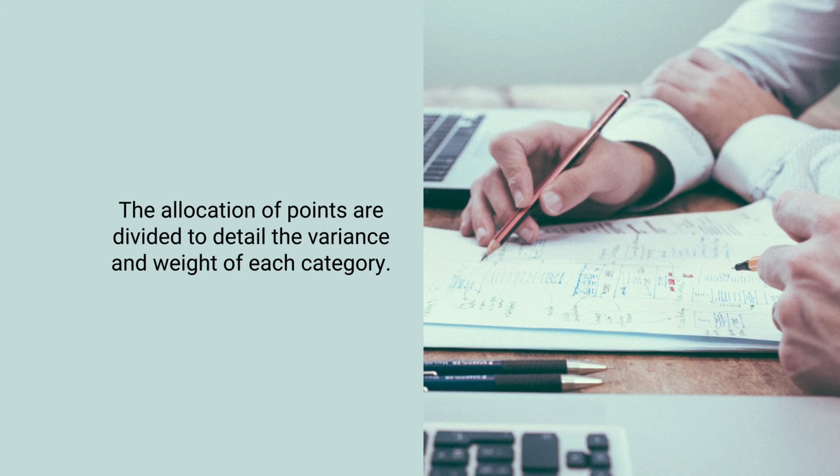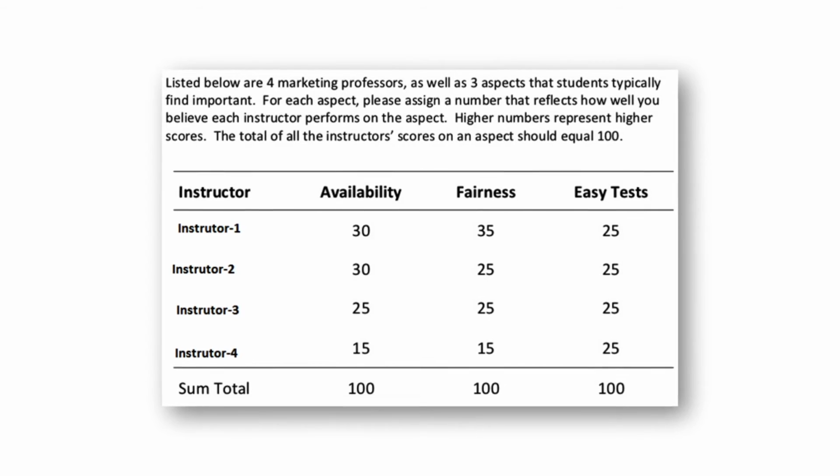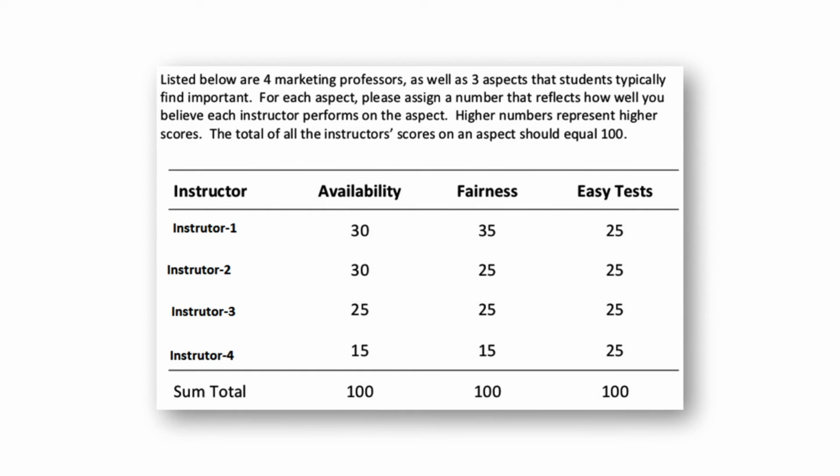A very good example which I have taken here is that there are 4 marketing professors as well as 3 aspects that students typically find important. For each aspect, one has to assign a number that reflects how well you believe each instructor performs on the aspect. Higher numbers represent higher scores. The total of the instructor scores on an aspect should equal 100.